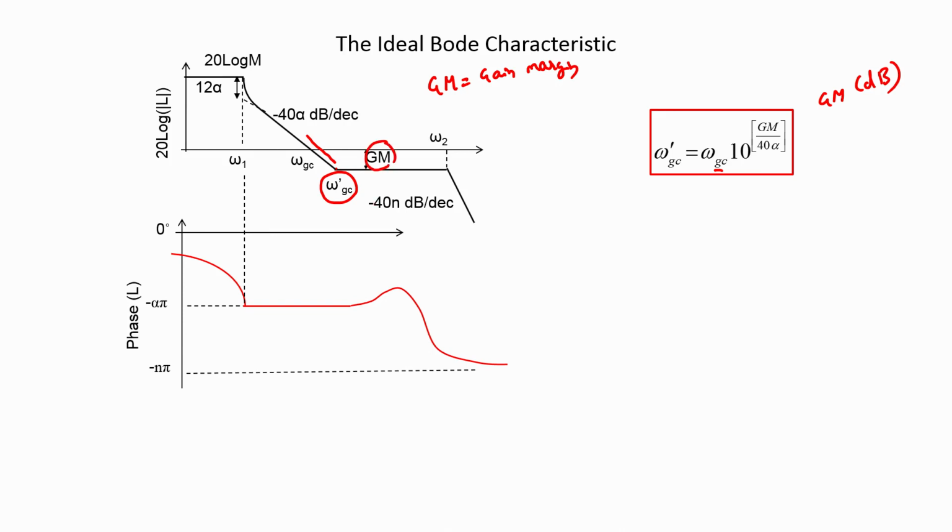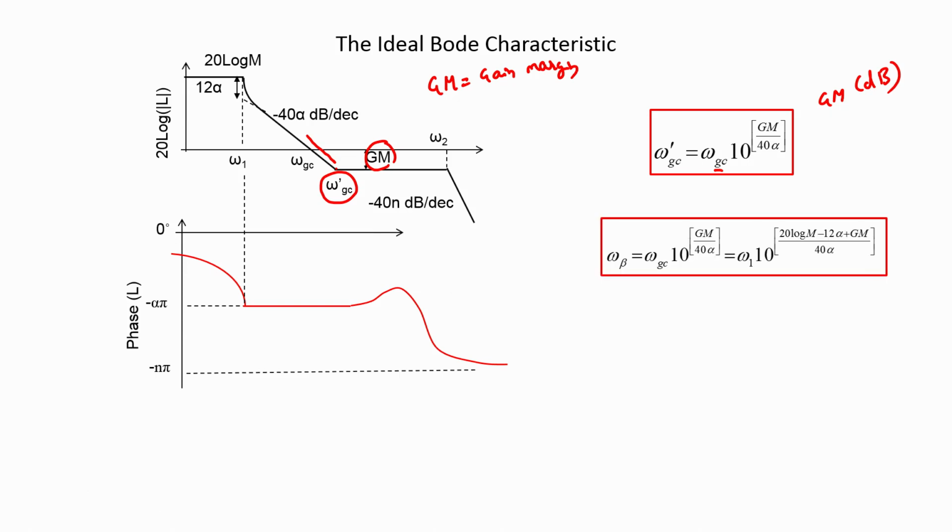The positive characteristic which we earlier introduced at a frequency omega beta can now be introduced only at frequencies that are greater than or equal to omega prime gc. So earlier when we had no gain margin specification, the minimum possible value of omega beta was equal to omega gc, but now when we have this gain margin specification, the minimum possible value for omega beta will be omega prime gc. Hence omega beta is going to be given by omega prime gc, which is equal to omega gc times 10 to the power gm by 40 alpha.